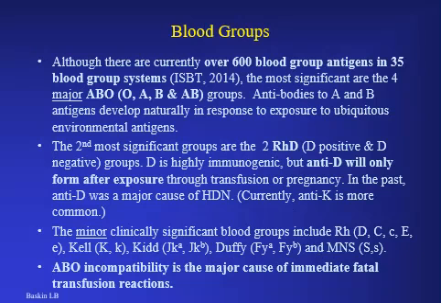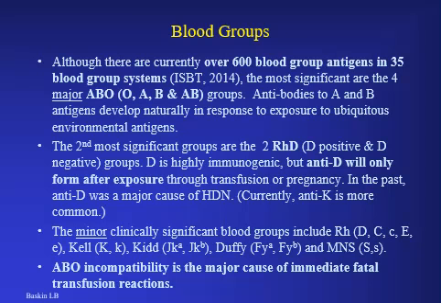Now, although there are currently over 600 blood group antigens divided into 35 blood group systems, that's as of 2014, the most significant are the four major ABO groups. That's O, A, B, and AB. Antibodies to A and B antigens develop naturally in response to exposure to ubiquitous environmental antigens in the first few months of life. The second most significant groups are the two Rh D groups.